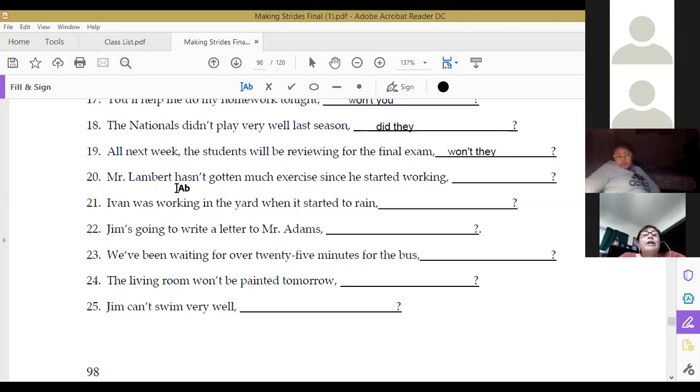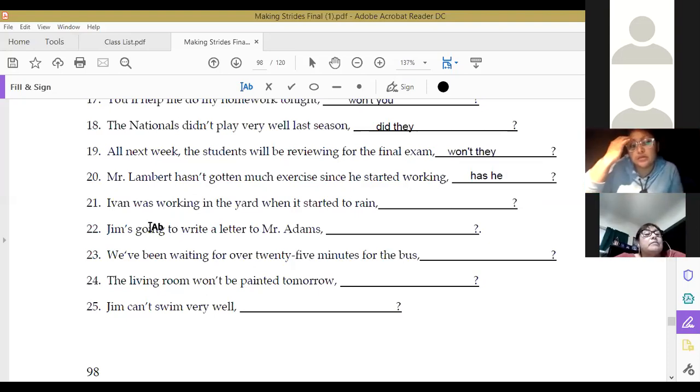Mr. Lambert hasn't gotten much exercise since he started working. Has he? He hasn't gotten much exercise since he started working. Has he? Nope, not too much. All right. Next one is past continuous.